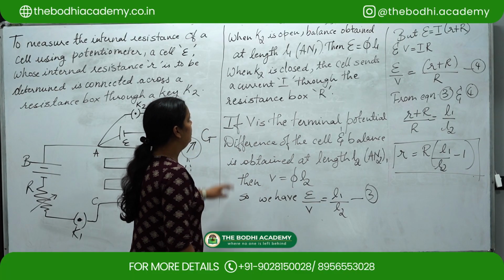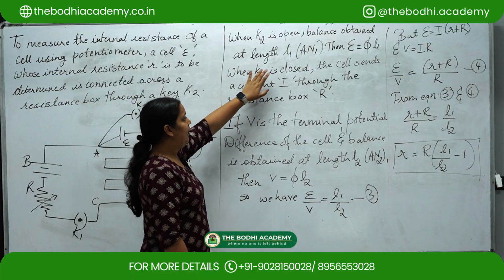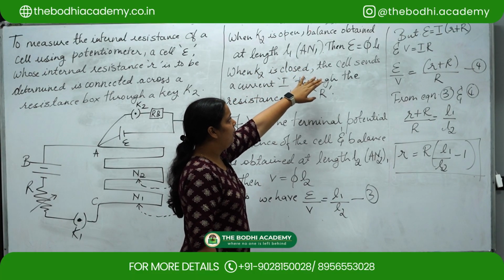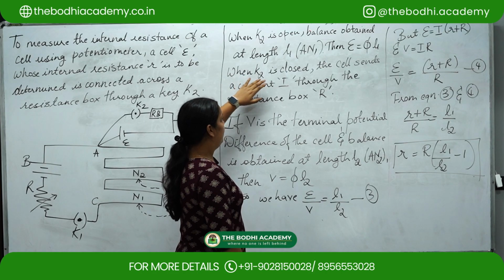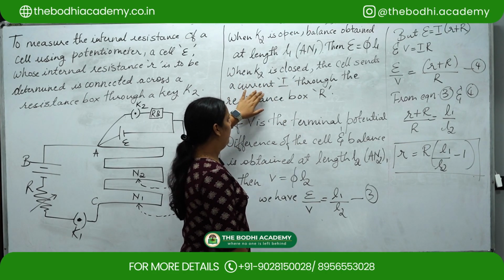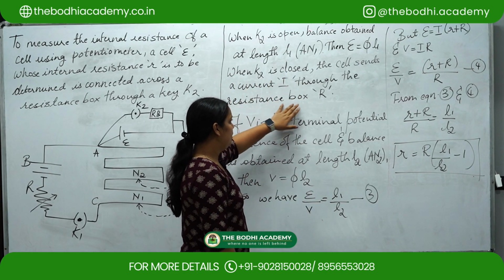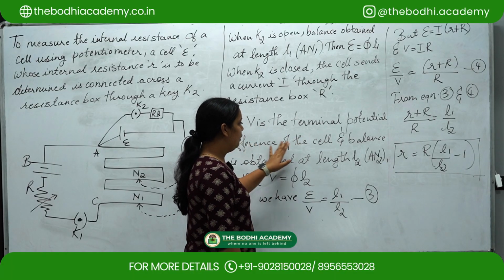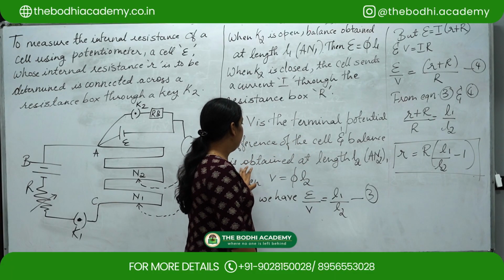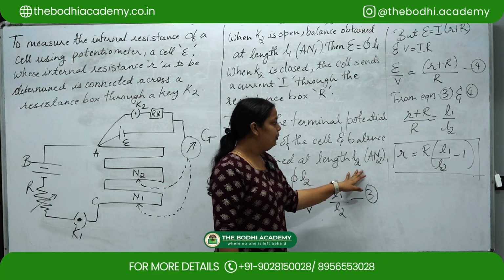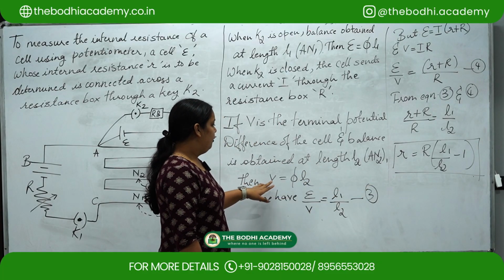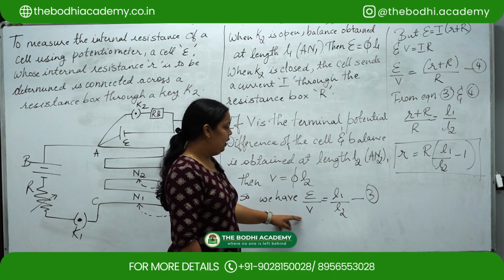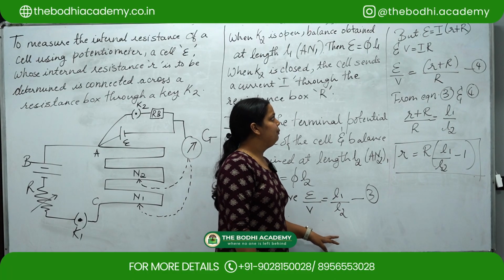Then when K2 is open, balance is obtained at length L1, AN1, then E is equal to phi L1. When K2 is closed, the cell sends a current I through the resistance box R. So if V is the terminal potential difference of the cell and balance is obtained at length L2, AN2, then V equal to phi L2. So we have E by V equal to L1 by L2.